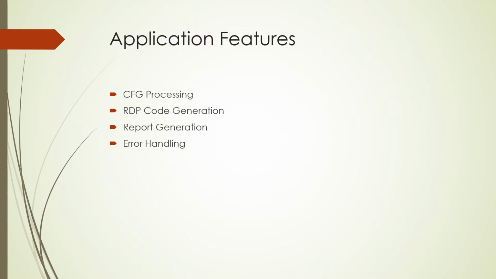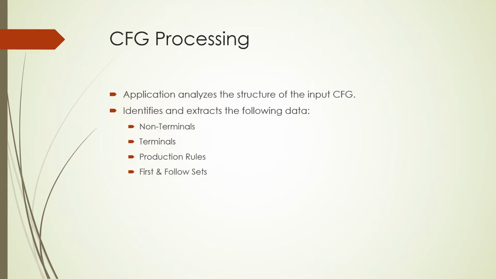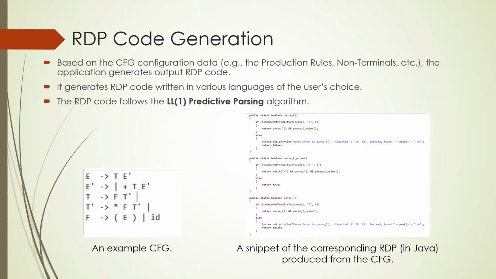The main features of the application are CFG processing, RDP code generation, report generation, and error handling. The application analyzes the input CFG and identifies constructs such as its terminals, non-terminals, production rules, and first and follow sets. These data form the syntax of the CFG and are hence very important for the RDP code generation, since the output RDP code relies on the structure of the grammar rules and the types of symbols accepted by the grammar. Based on the CFG data, the application generates the RDP code in various languages of the user's choice.